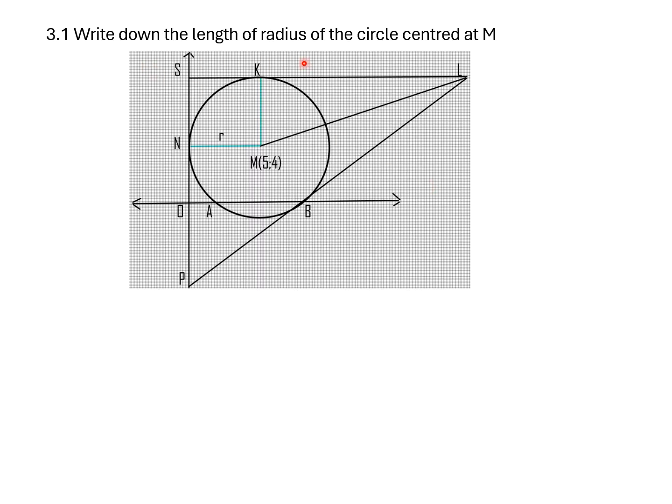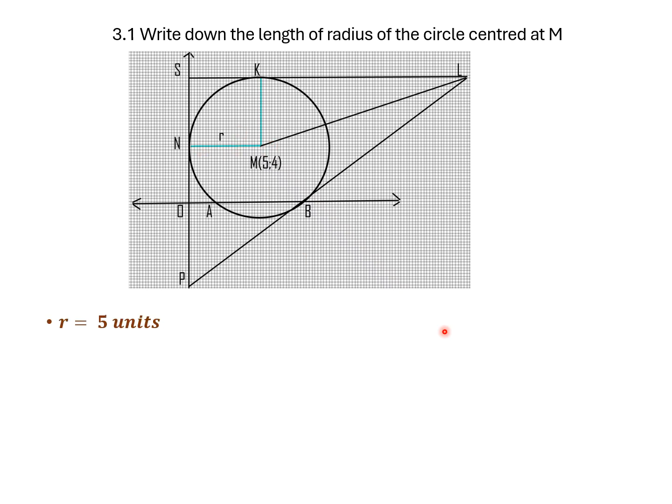Write down the length of the radius of the circle centered at M. So going from M to K and from M to N, both would give me a radius R. The x value at M is 5 and the x value at N is 0. So from N to M I've gone 5 units, therefore R equals 5. You see there, 5 units from 0 to 5.